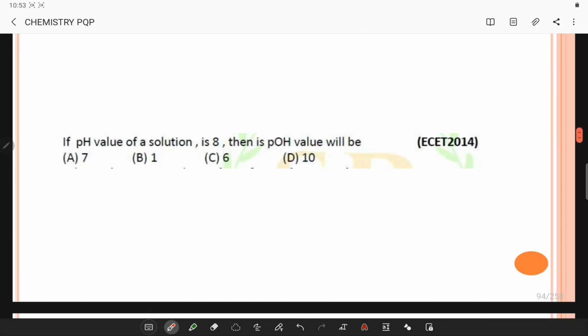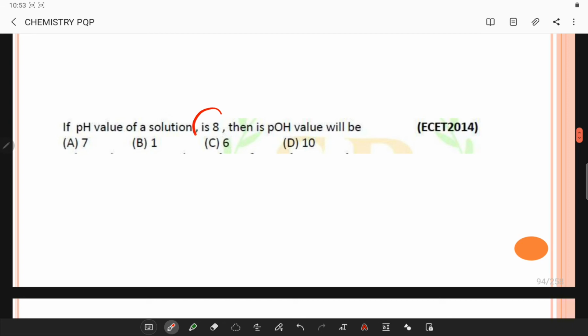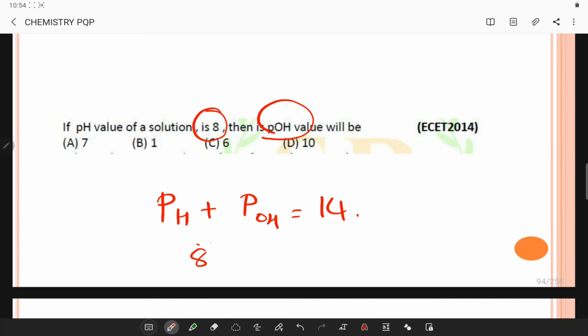Next, the pH value of a solution is 8, then what is the pOH value? The earlier problem we have solved. For pH and pOH you have this relation as 14. So if one is 8, the other one is 14 minus 8, which is 6.